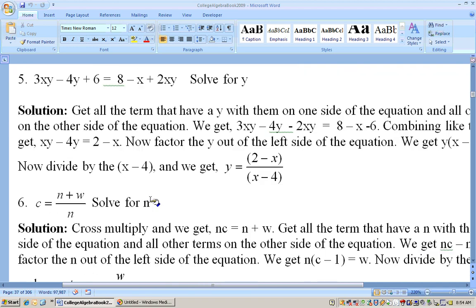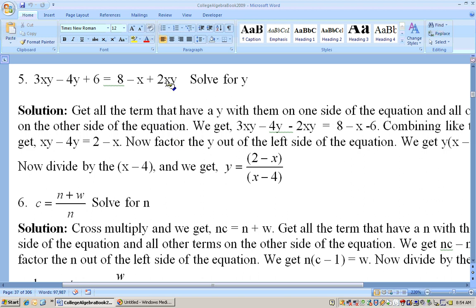Now, in this problem, it's a little bit tough. We're going to solve this for y, and you'll see why it's a little bit tough. And first of all, you would take care of any fractions if there were any fractions, and there are. Next, take care of any parentheses if there were, and there's not. But what we need to do here is get like terms on one side. In fact, we want to get all the terms that have the variable we're solving for on one side. So all the terms that have a y, get them to one side, and all the terms that don't have a y, get them to the other side.